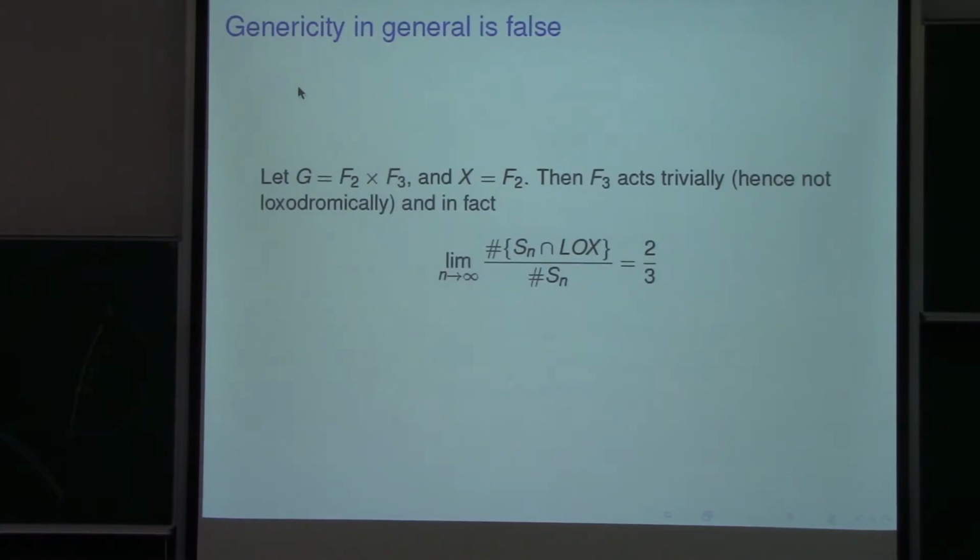You will have a nice geodesic automatic structure for this group. But still, this fact that F3 acts trivially kills the whole argument. So this theorem cannot be true in complete generality. You need some condition which says that somehow this dynamics mixes. There's some sort of ergodicity condition.